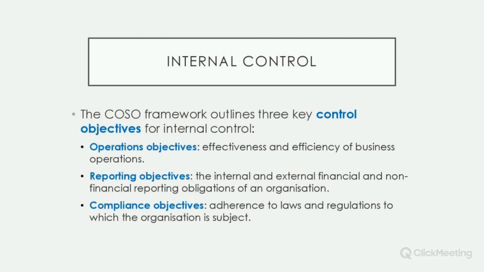The COSO framework, which is an organization, developed a framework regarding control objectives and outlines 3 control objectives. First is the operation objectives. It's about the effectiveness and efficiency of the business operations. When you're recording transactions, when you're operating a business, it should flow smoothly. It should not interrupt the business process. It should be embedded in your business process. So the businesses should have some policies and procedures set that will help achieve those objectives.